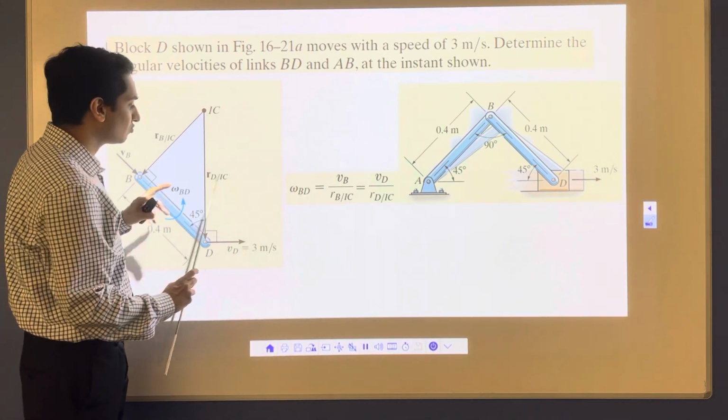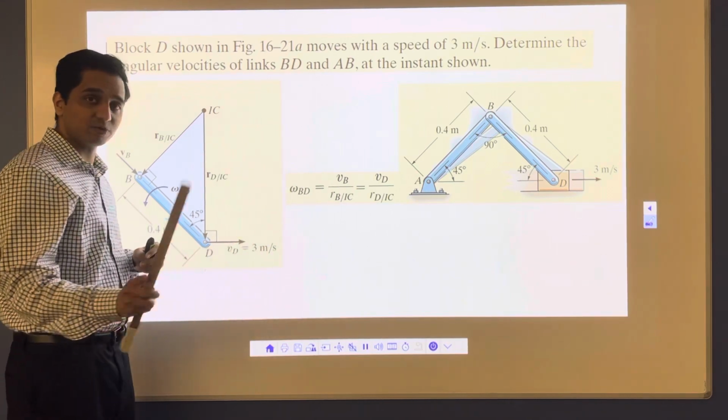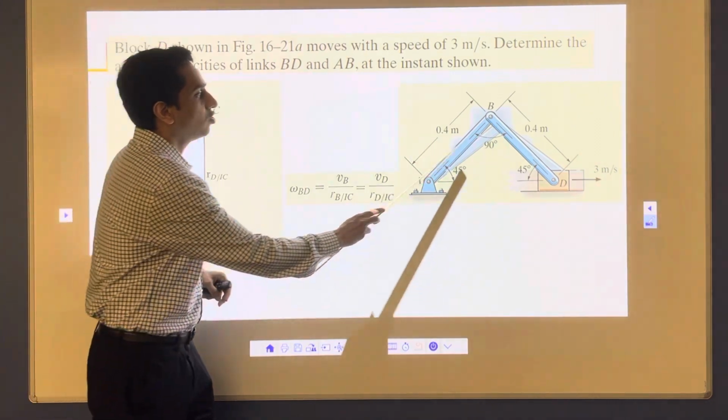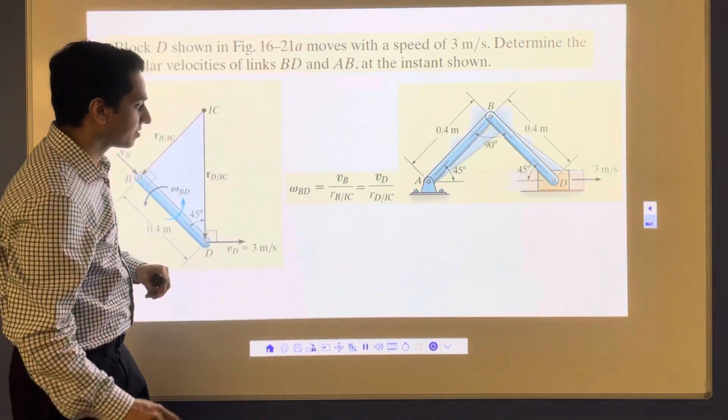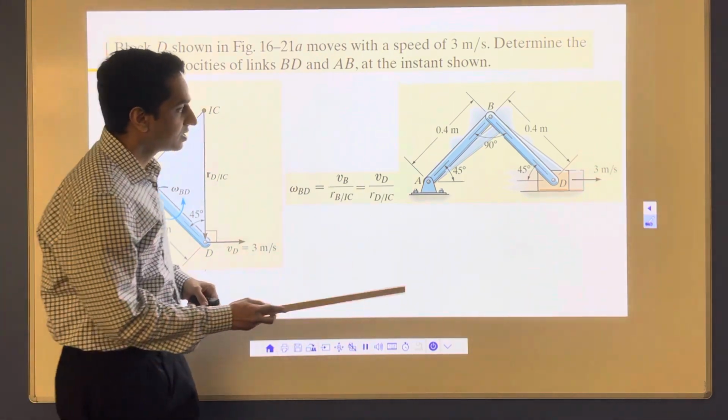Once you know this equation, all you have to do is punch in the numbers and calculate omega BD. Our objective in this problem is to calculate omega BD and then to calculate omega AB, and that's what we will do later. For the first part, we calculate omega BD. Now all we have to do is put the numbers in.